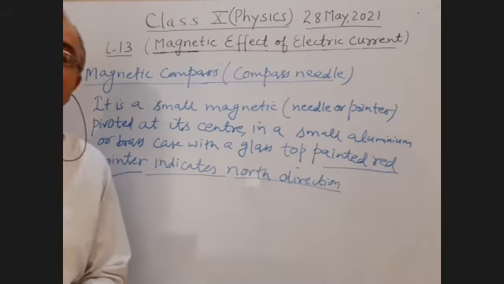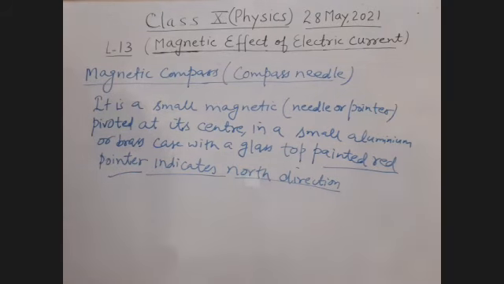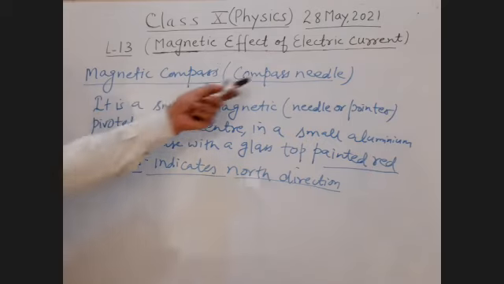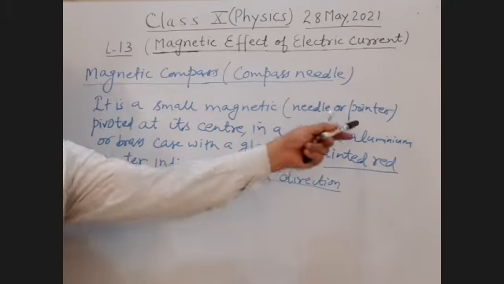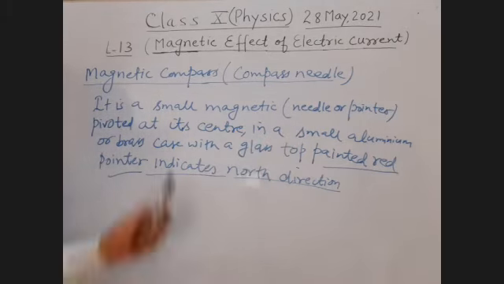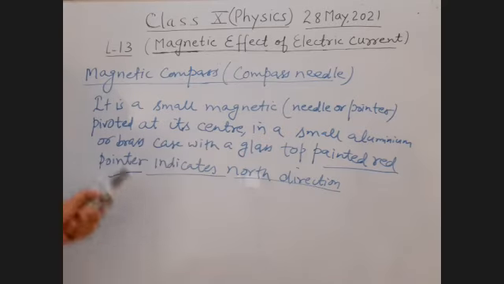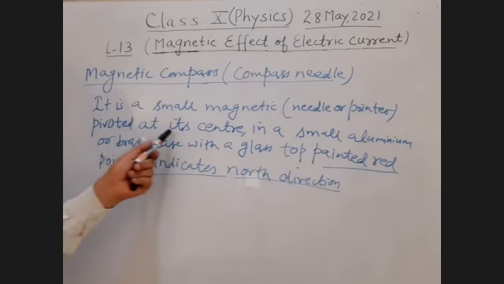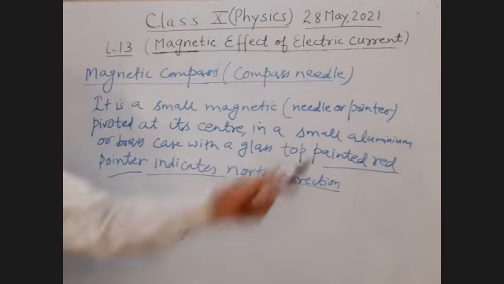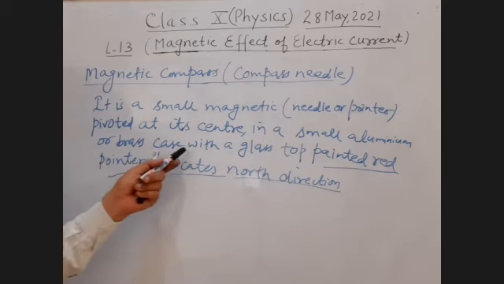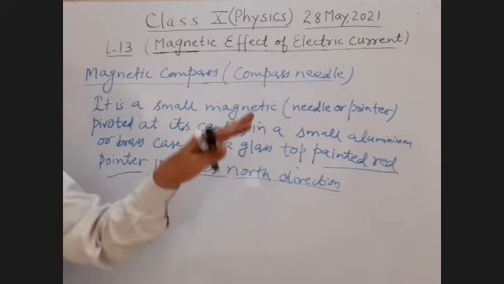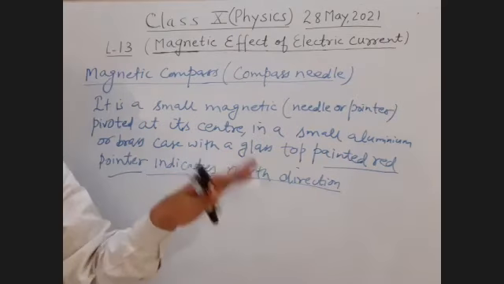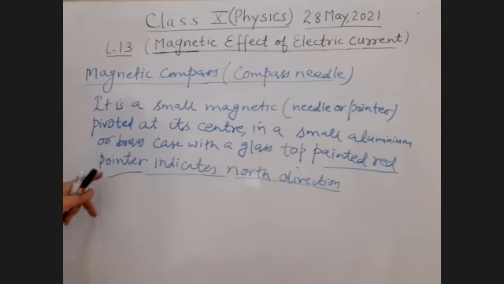Students, again, I have written the definition of the magnetic compass or the compass needle. It is a small magnetic needle or the pointer. Then it is pivoted at the center in a small aluminum or brass case. Then the case has a glass top, meaning on top of it there is a glass cover. Then the painted red pointer indicates the north direction.